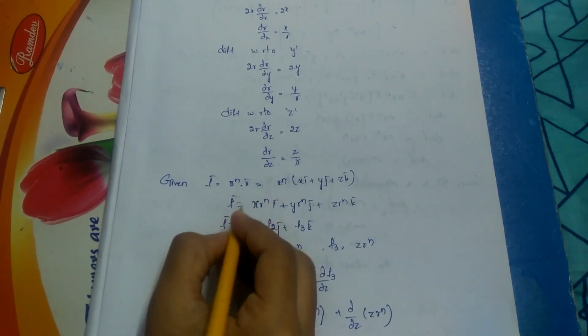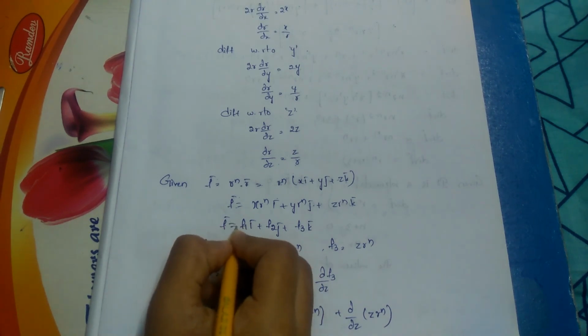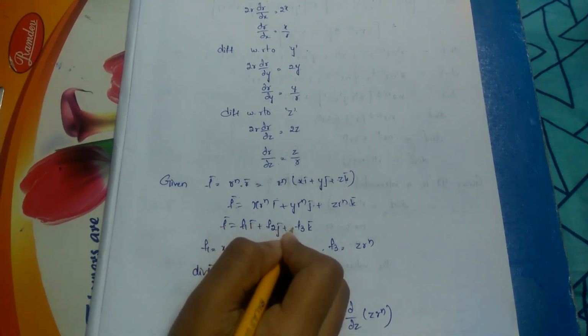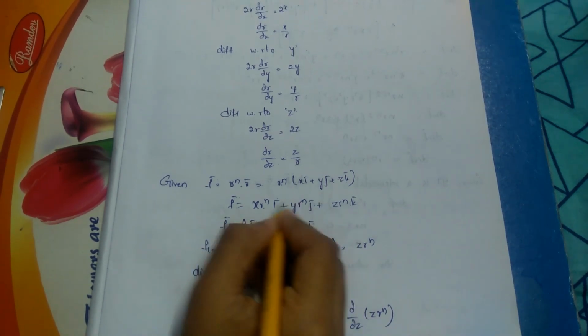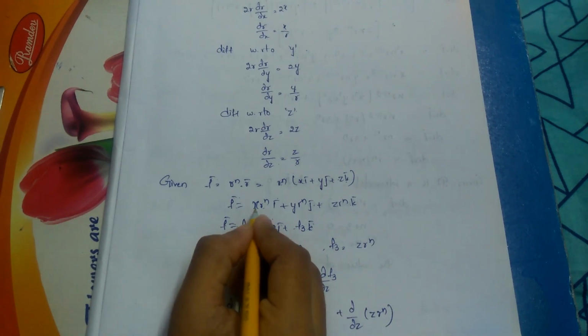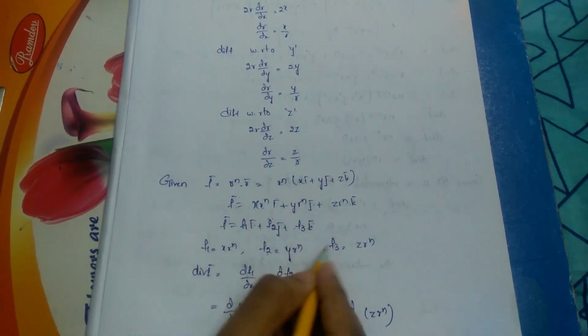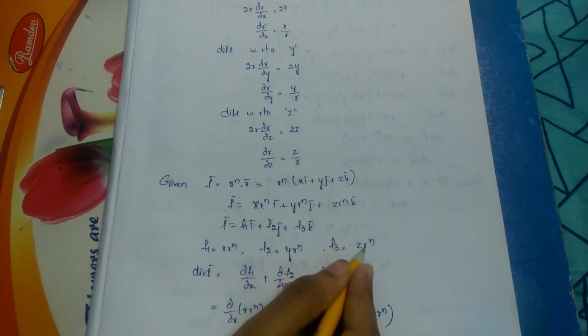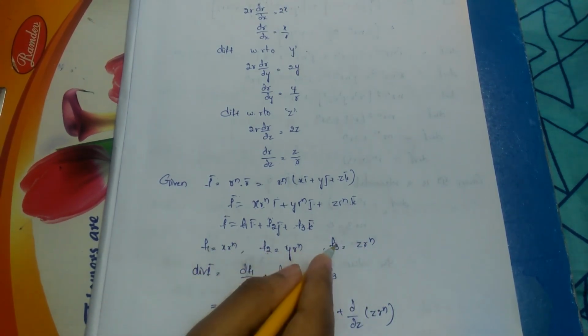That is the f bar vector. Now when we compare this f bar vector with the equation f bar is equals to f1 i bar plus f2 j bar plus f3 k bar, where f1, f2, f3 are the i bar, j bar, k bar coefficients. Similarly, when we compare here, we get f1 is equals to x into r power n, and f2 is y into r power n, and f3 is z into r power n. Now we got the f1, f2, f3 values.